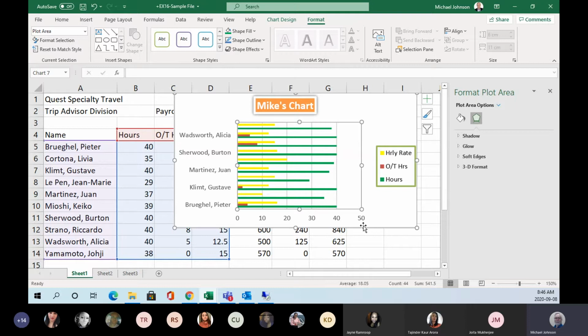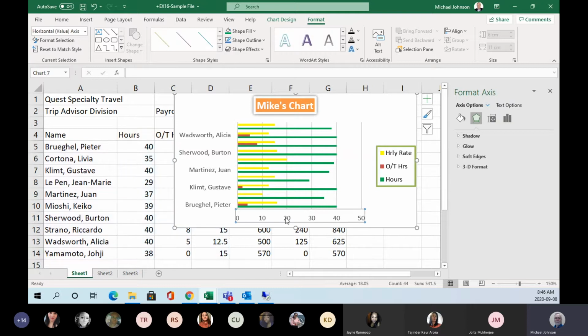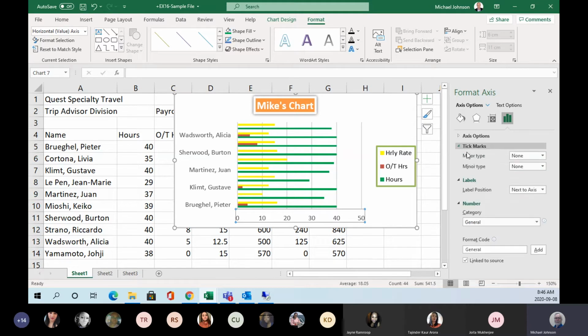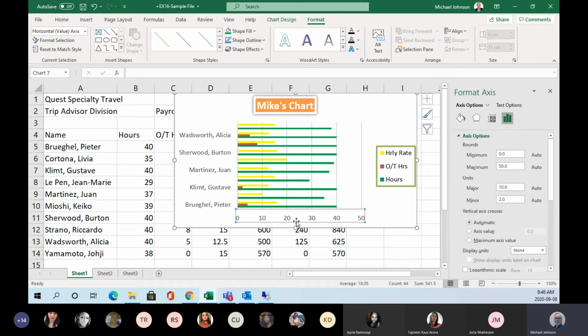I can modify anything in here. If I click on this, then I can come in here and make some other changes, like maybe the number format. I want to change that. Maybe it's the labels I want to change. Or maybe it's the tick marks I want to change. Or maybe it's the options for the axis itself, which is the sizing. So instead of being 10, why don't we make it 5? So I'll change this to 5.